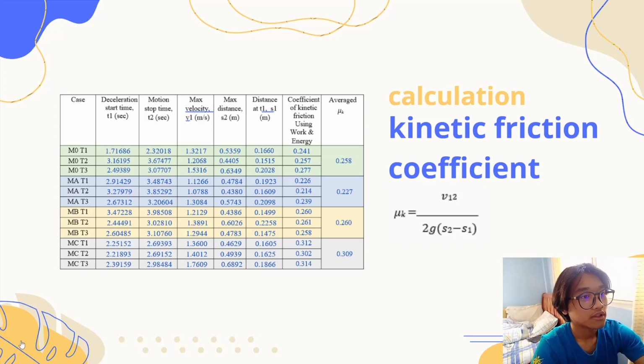So in this one, the cardboard has the lowest, and the highest is gonna be the small towel that is the fabric. So this is the same as what I thought in the first place.